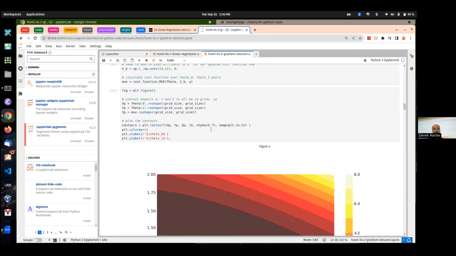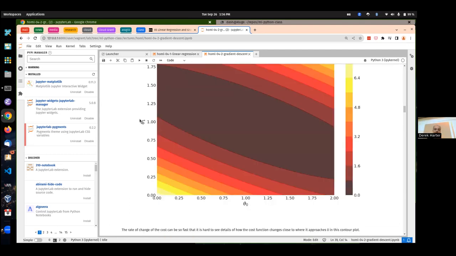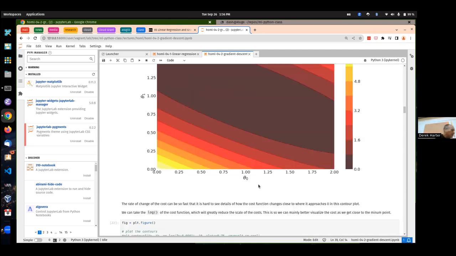But since we've got two parameters, theta zero and theta one, theta zero should always be the intercept term. I guess I have that backwards. No, that's right. So this should be the intercept term, and that should be the slope term, for theta zero and theta one.